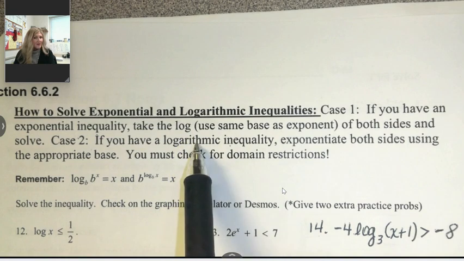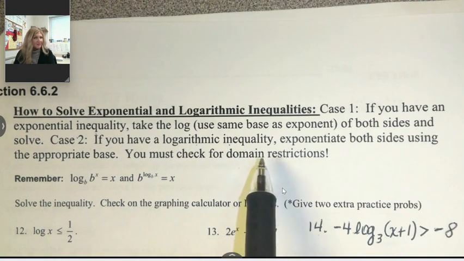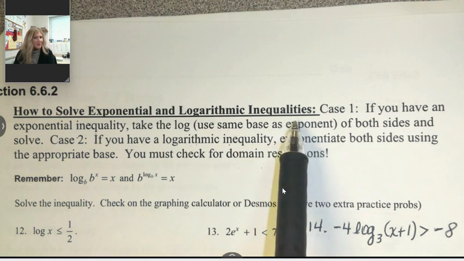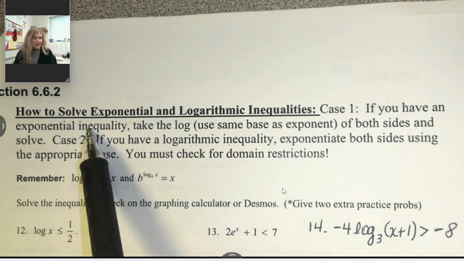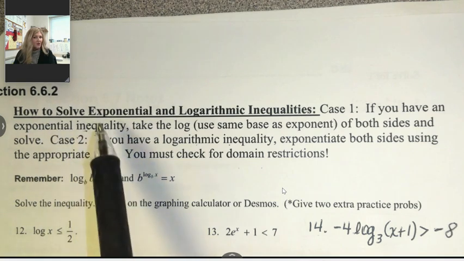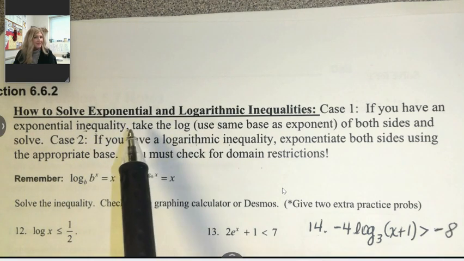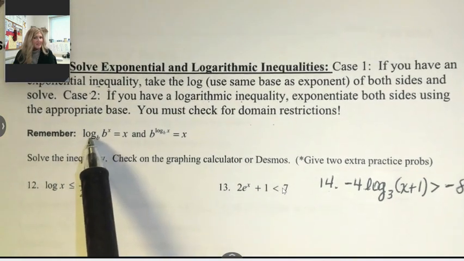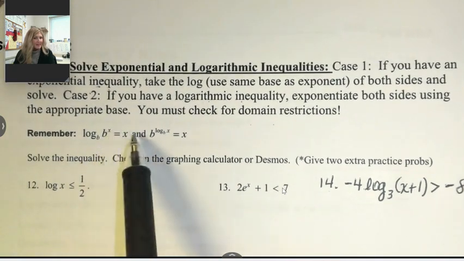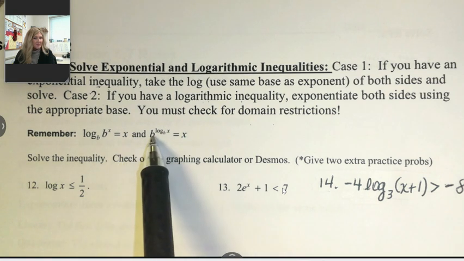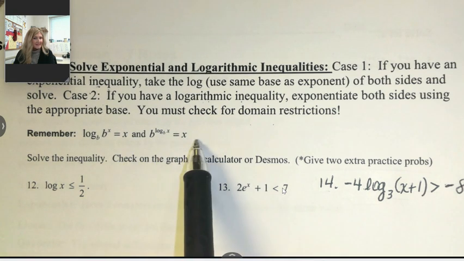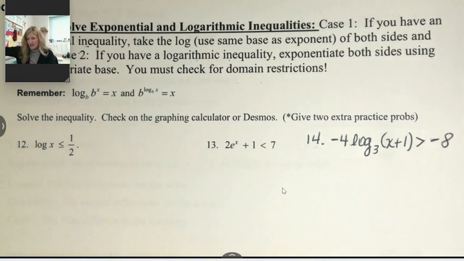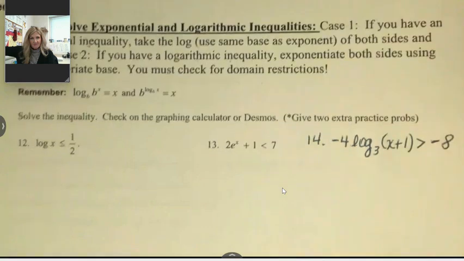If we have a logarithm, we must look for domain restrictions, okay? But only if we have a log. If we start with an exponential inequality, we don't have to worry about it. There are no restrictions because the domain of exponentials is all real numbers. Here's a common thing that happens. If we see log base b of b to the x, that's x. If we see b to the log base b of x, that's x. All right, we're going to solve these inequalities and we'll check on our graphing calculator.